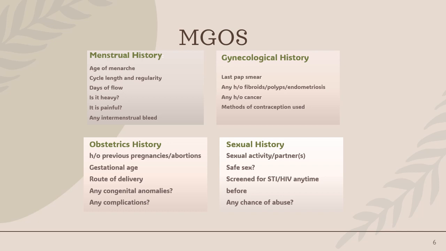Also ask about any history of cancer, fibroids, polyps, endometriosis, and methods of contraception that she might have been using before. Then comes the obstetric history.